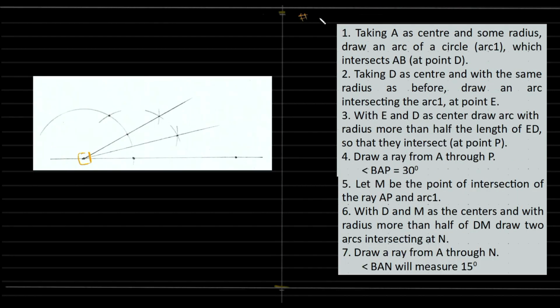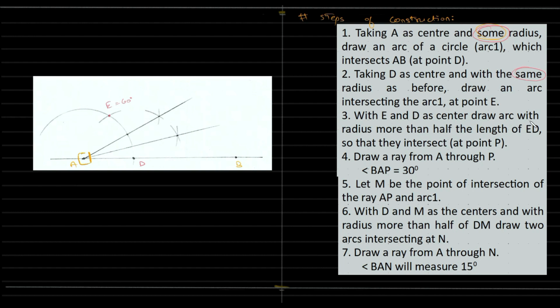So steps of construction. So taking A as, this is B. So taking A as the center, draw an arc with some radius. Let me use a different color. Some radius. Draw an arc of circle C1 which intersects AB at D. So that's your D. Taking D as a center with the same radius as before. Here it's important that it should be the same as before. Draw an arc intersecting arc 1 at E. So that's our E. So this will give us 60 degrees.